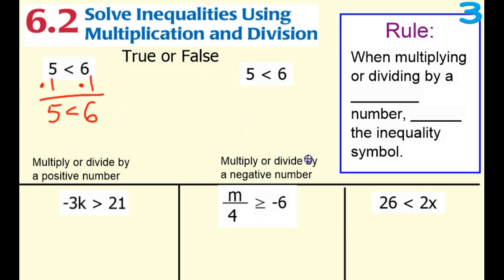Now, it says multiply or divide by a negative number. So if I multiply by -1 and -1, now I have 5 times -1, which is -5, is less than -6. Now, that's not quite right. -5 is greater than -6. So what we need to do is this cannot stay like that. We need to flip it.